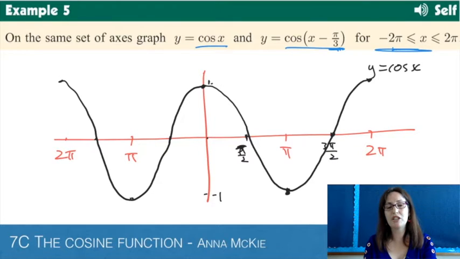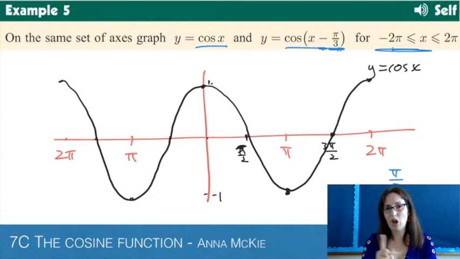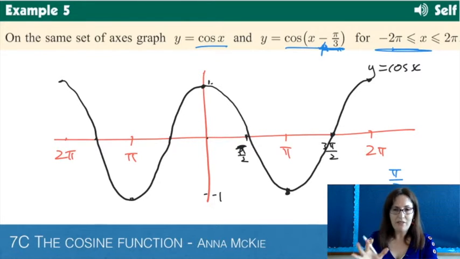Now, trying to think what shift has happened here. We've got a horizontal, perhaps I'll write that, horizontal translation of pi on 3. Now, which direction is that going? So it's the opposite to what you would expect there because it's got the negative in the function. So it's to the right.